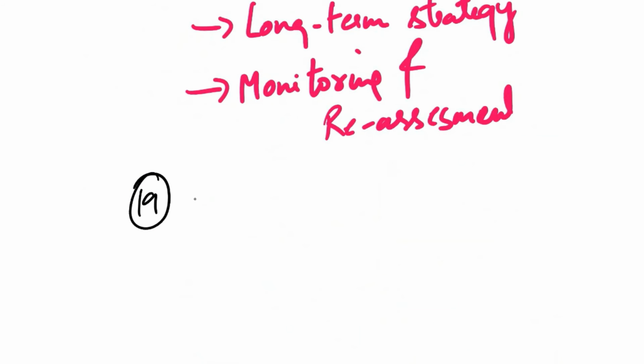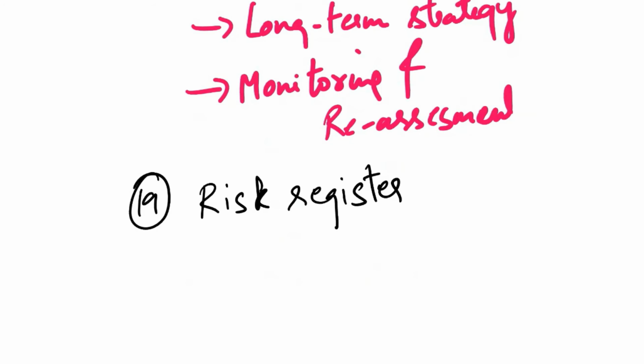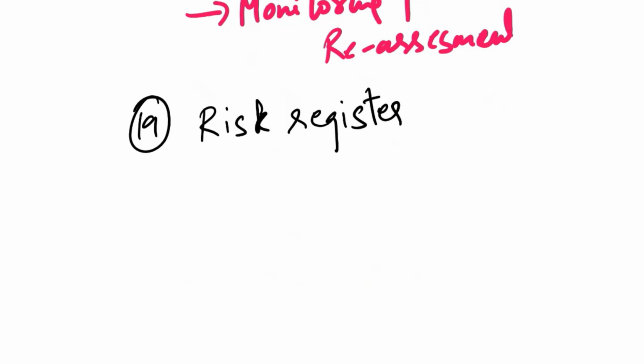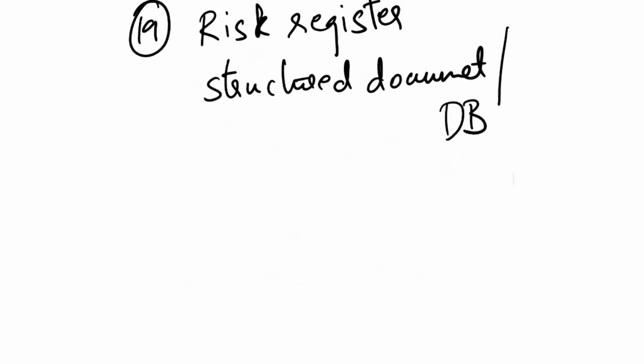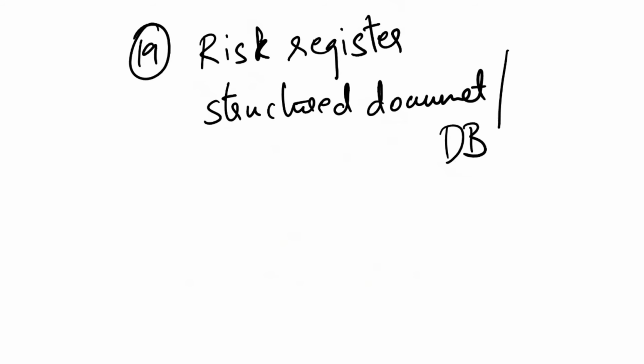Next question. Explain the concept of a risk register in the context of vulnerability management. So, in the context of vulnerability management, a risk register is a structured document or database that serves as a central repository for information related to identified vulnerabilities and the associated risks. It provides a systematic way to document, assess, prioritize, and manage vulnerabilities within an organization. The risk register is a fundamental tool for effective risk and vulnerability management. Let's see the components of a risk register.